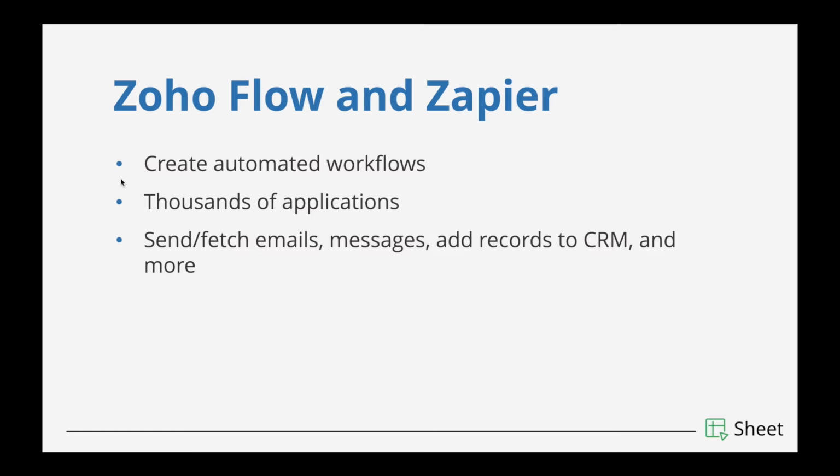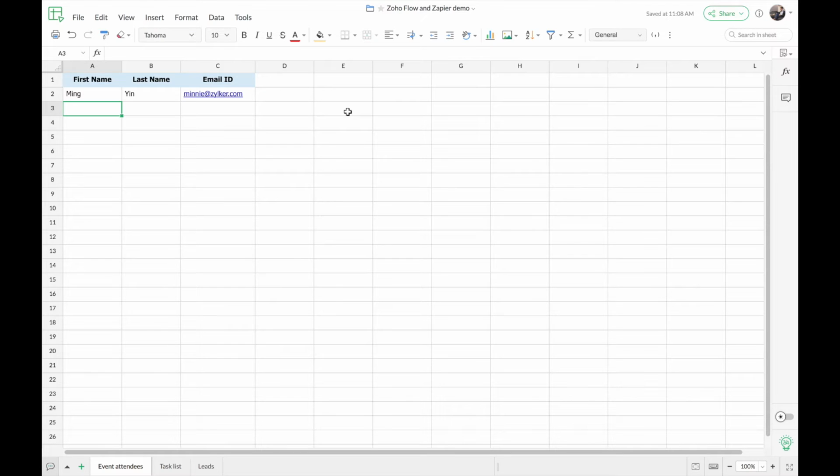Now we'll jump into the demonstration and I'll show you how you can use Zoho Flow and Zapier to create such automated workflows around your spreadsheets using various other applications as well. So let's get started. This is the sample spreadsheet I'll be using for the demonstration.